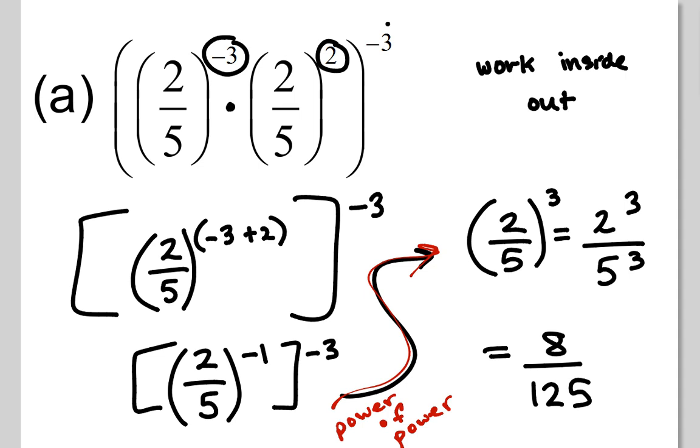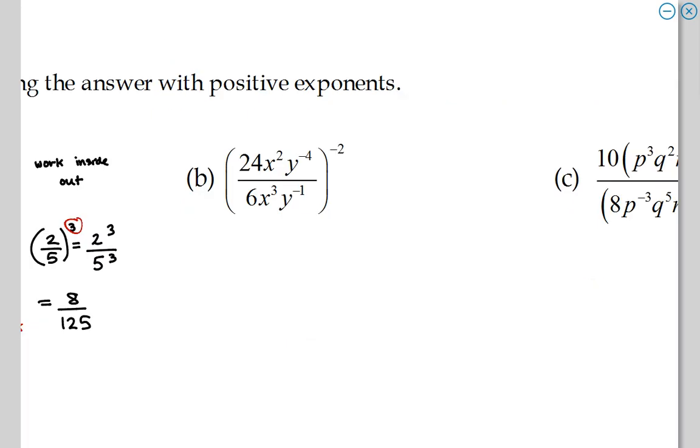So I multiplied those powers. The -1 and the -3, I multiplied to get +3. Did I have to do that? I could have worked my way from the inside out. Like, what's 2/5 to the -1? That would be 5/2. And then 5/2 to this. I'd have to flip it again, back to 2/5, and then cube it. Works out. Let's go to the next one.